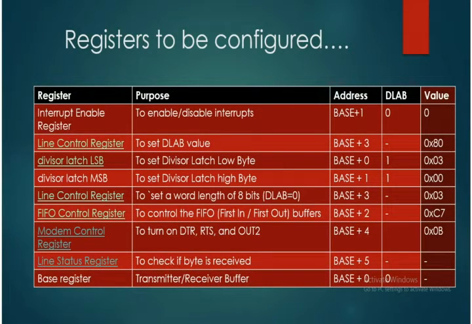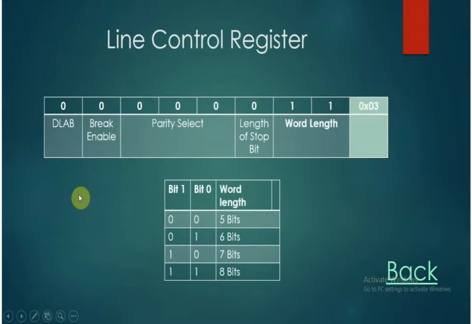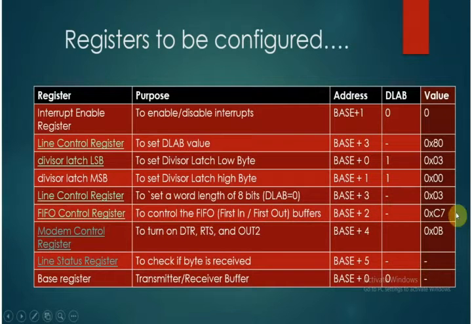Now next we configure line control register. These last two bits are used to set word length. If we want it to be 8 bits, then we should make these two bits equal to 1 and 1. We won't change any other settings, so total value becomes 03 in hexadecimal. So line control register becomes 03. Next is FIFO control register. FIFO is basically first in first out buffer.